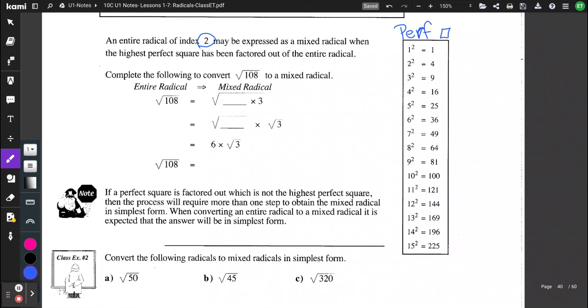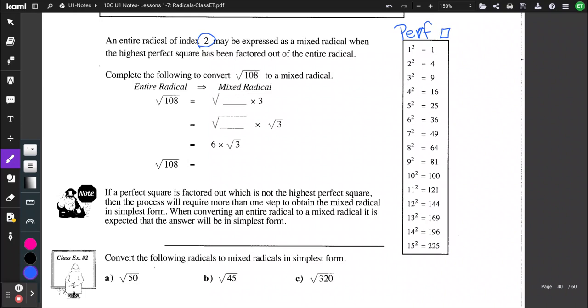So these perfect squares we have to get to know very, very well. 1 to 15 we need to know. And what I mean by that is the numbers on the right-hand side. The numbers on the right-hand side are what we're going to be dividing by. Then when we divide it, we basically square root it and it becomes the number on the left-hand side. The number on the left-hand side is the number that will go outside. So let's take a look.